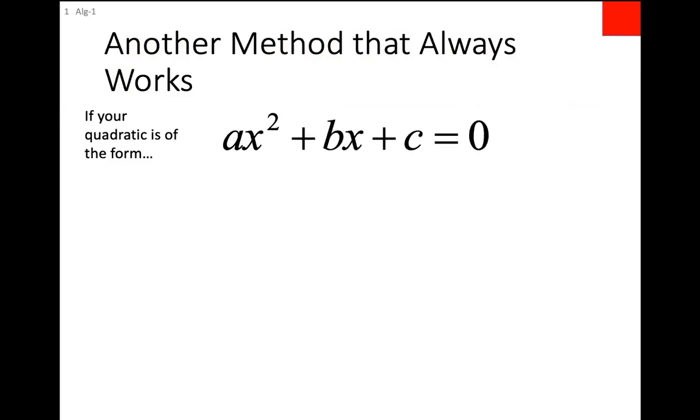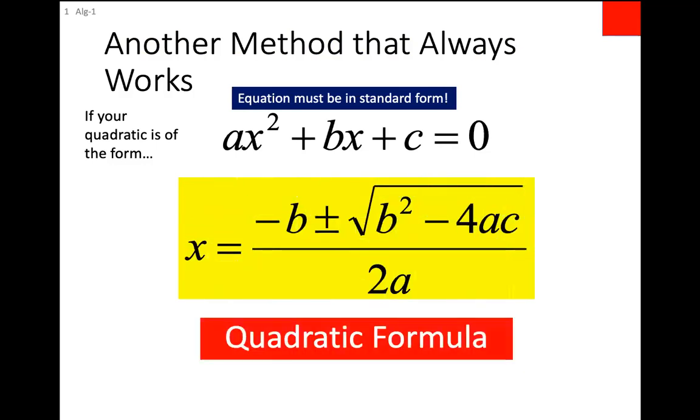Quadratic formula. So step number 1 is your quadratic must be in this form. And if it is in this form, then you get -b plus or minus the square root of b squared minus 4ac, over 2a. Something like that. You're close. -b plus or minus the square root of b squared minus 4ac, over 2a. There it is. All right.